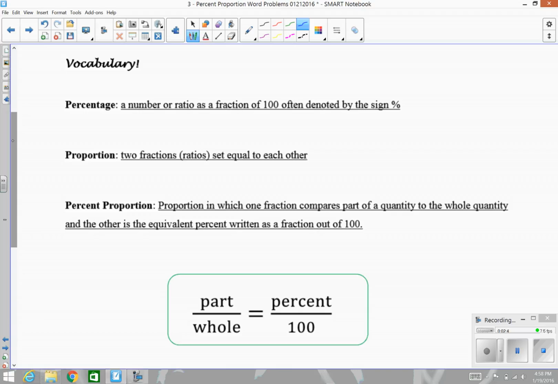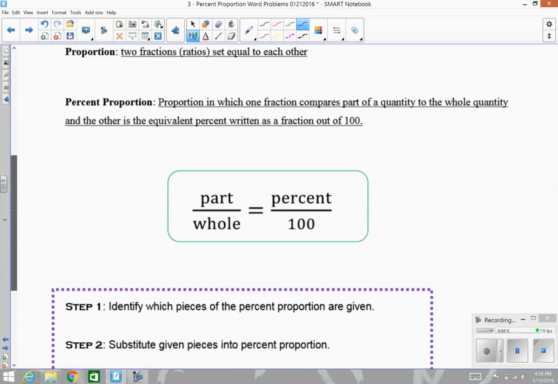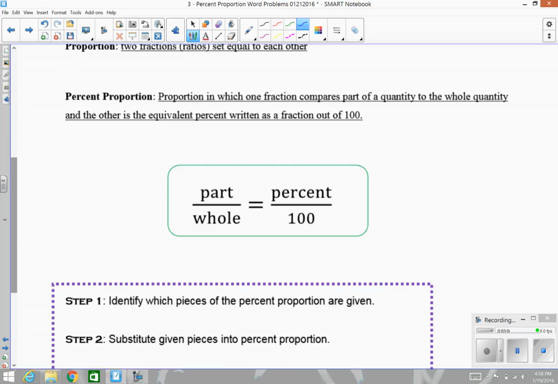And then if you put the two things together, a percent proportion is a proportion in which one fraction compares part of a quantity to the whole quantity, and the other equivalent percent is written as a fraction out of 100. Okay, and that's what we have right here, a percent proportion. Okay, it's a proportion, two fractions that are equal, where we have percents involved. And this is the one that I really want you to memorize. We're going to be using this for the entire unit. Part over whole equals percent out of 100.